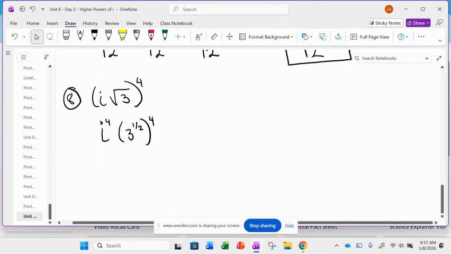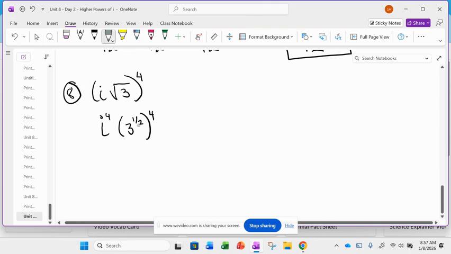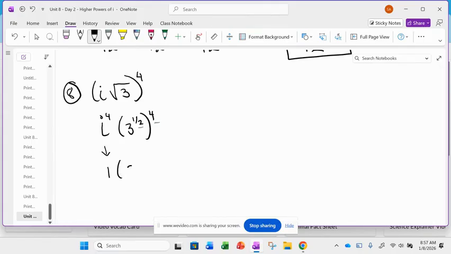Yes? Okay. So now power to a power, we multiply. We know i to the 4th power is what? 1. And then we're going to have 3 to the 2nd. Well, what's 3 to the 2nd power? 9.